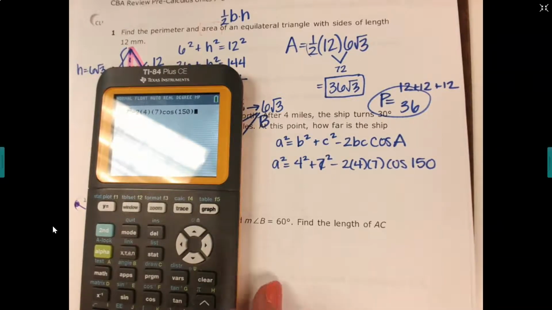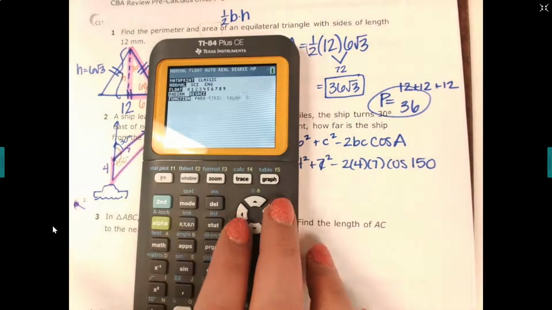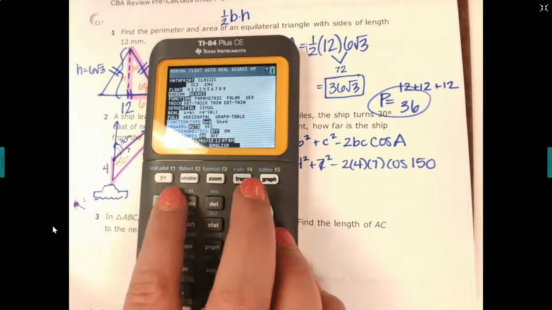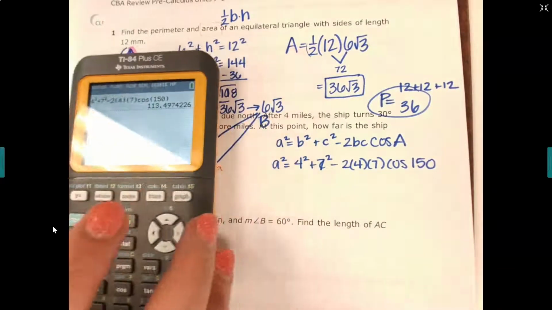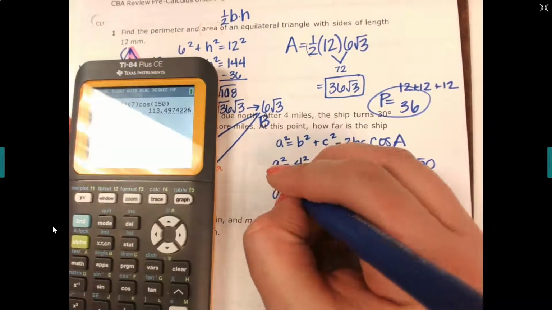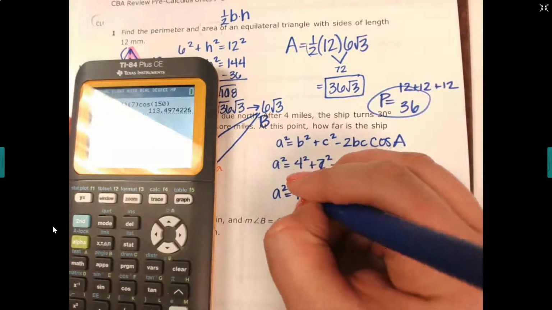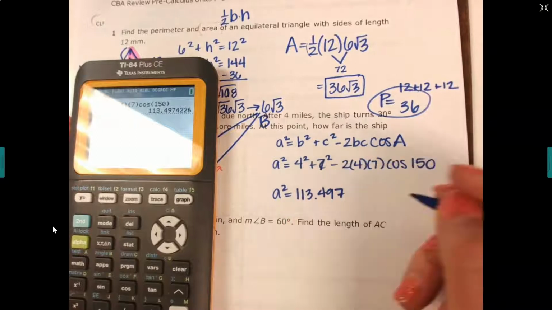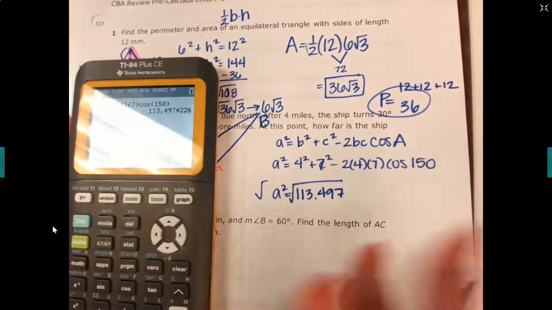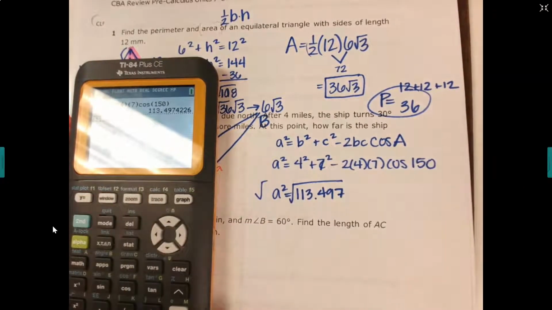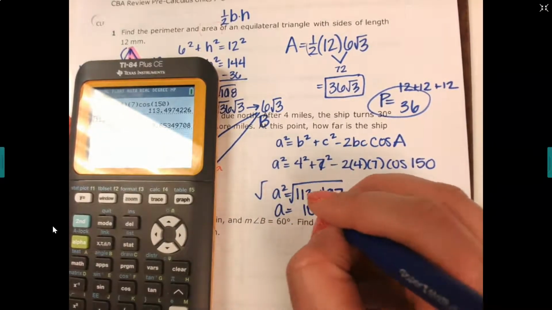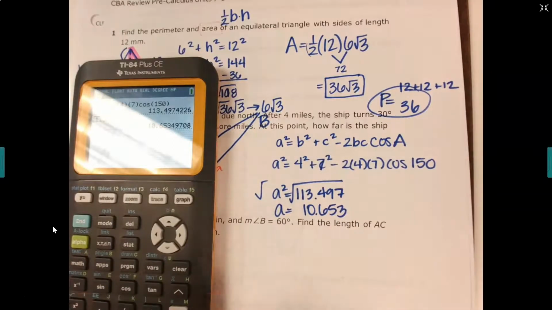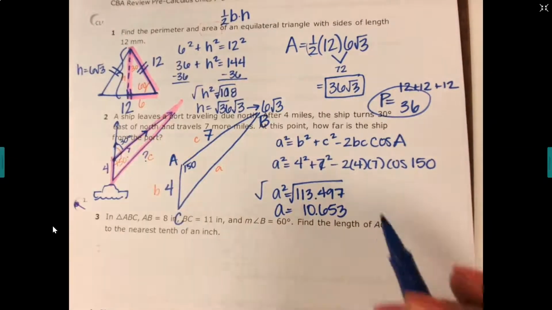Now, before I push enter, I'm going to check my mode. Okay, I'm in degree mode, which is good. If you're not, fix it before you push enter. So I got that a squared is 113. What's my last step we said? Square root both sides. So square root, square root. Okay, so that side A has to be 10.653. Good?